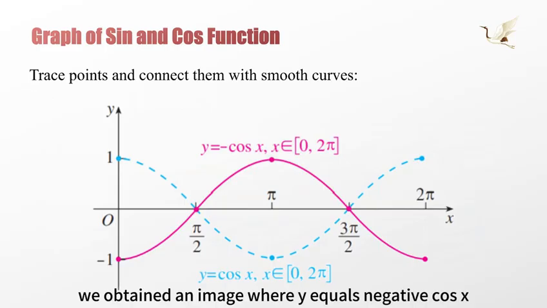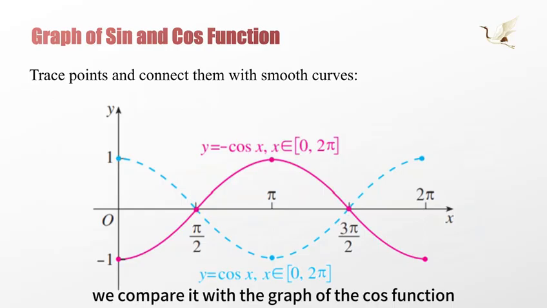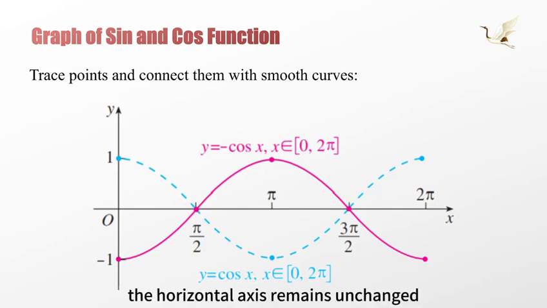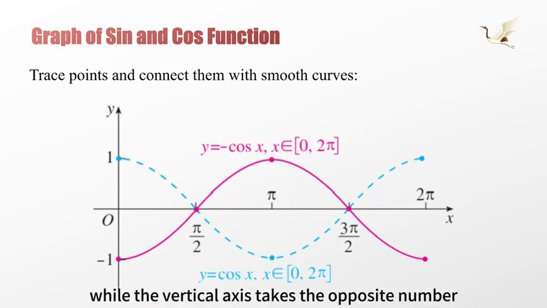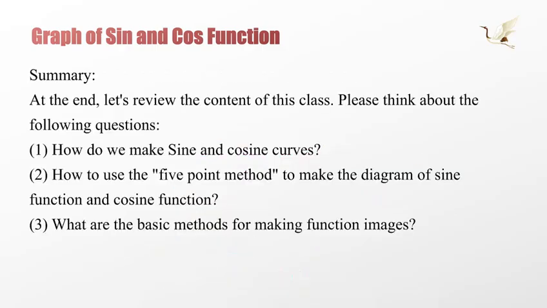We obtained an image where y equals negative cosine x in the closed interval of 0 to 2 pi. We compare it with the graph of the cosine function in the closed interval 0 to 2 pi and find that for each x, the horizontal axis remains unchanged, while the vertical axis takes the opposite number. So essentially, it is obtained by reflecting the graph of the cosine function in the closed interval of 0 to 2 pi about the x-axis.